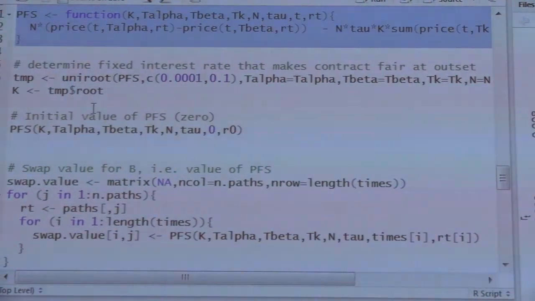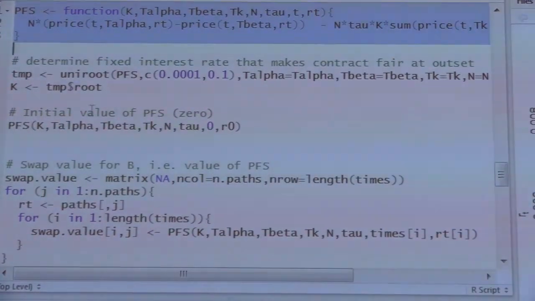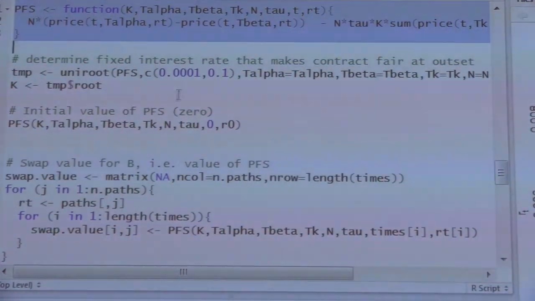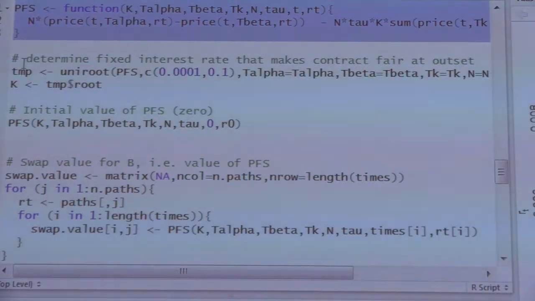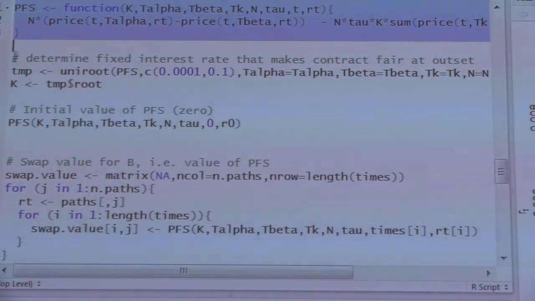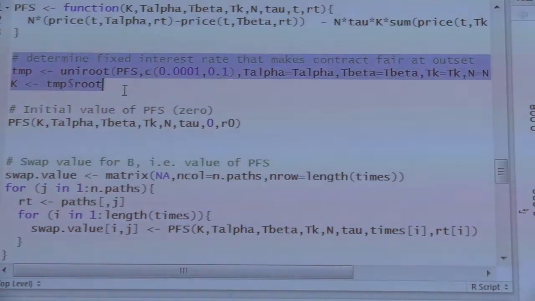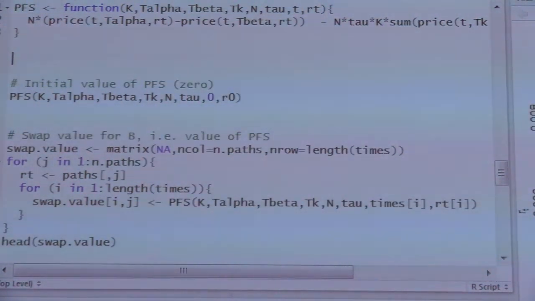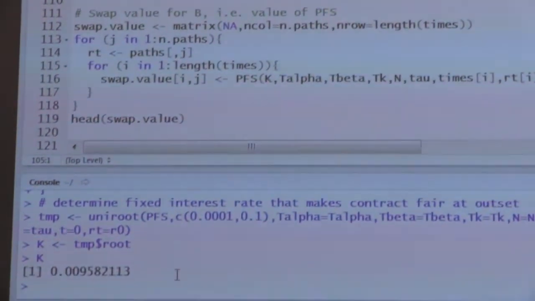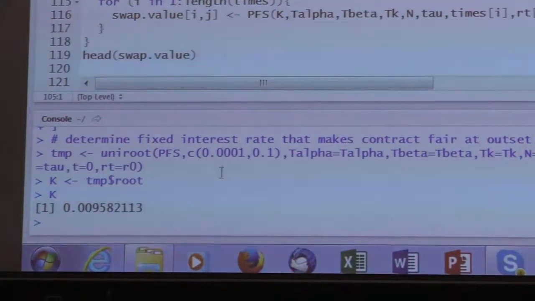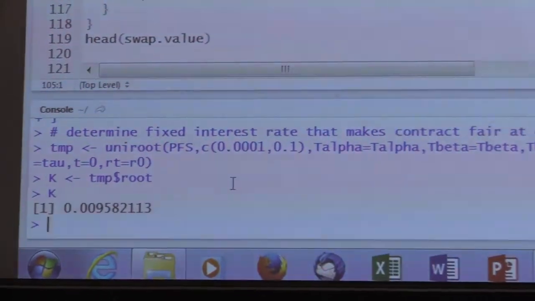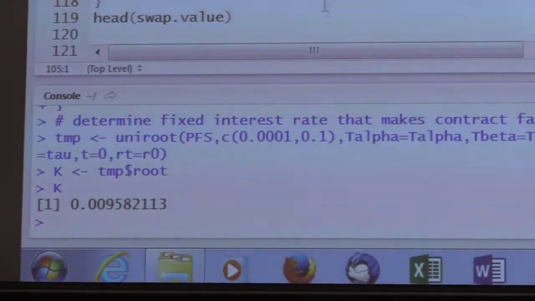Then, as I said, for pricing these things, the fixed rate, the swap rate, is determined in such a way that the value of the contract at time 0 is 0. That is just done here. Good, and I need to print it for you. So the swap rate would be almost 1%. So that would be the fixed payments we have to put in so that the value of this contract is actually 0.